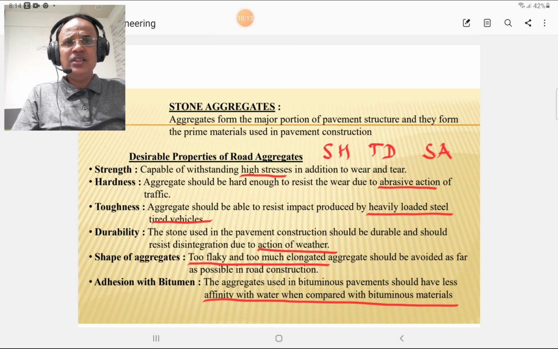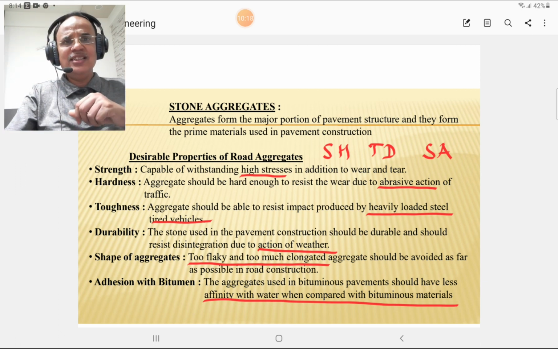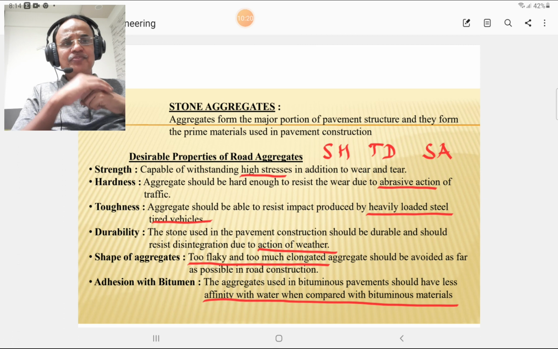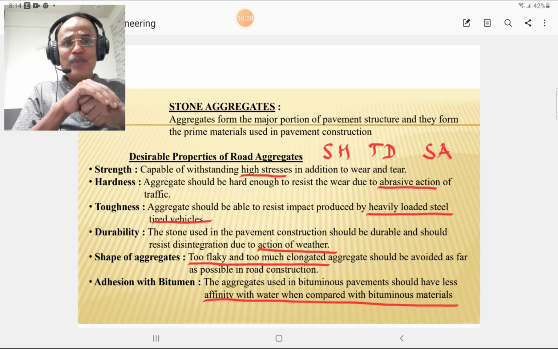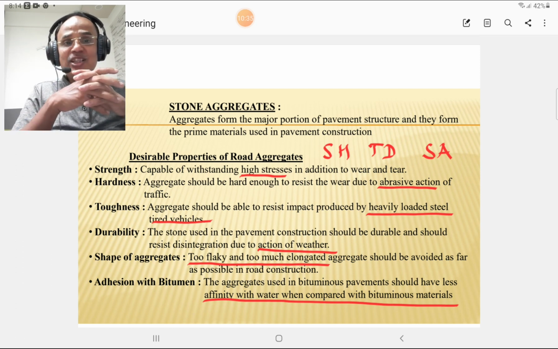What is strength? Strength is resistance to the load or stresses. What is hardness? Hardness is to resist the abrasive action of the traffic. For that, hardness is required. What is toughness? Toughness is resistance to impact for the heavily loaded vehicles. That is the toughness. What is durability? Durability is nothing but the resistance to the weathering action.